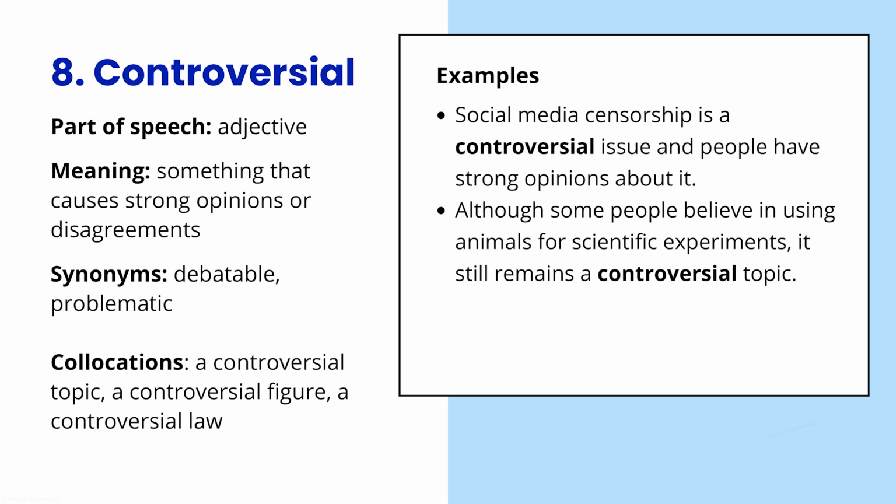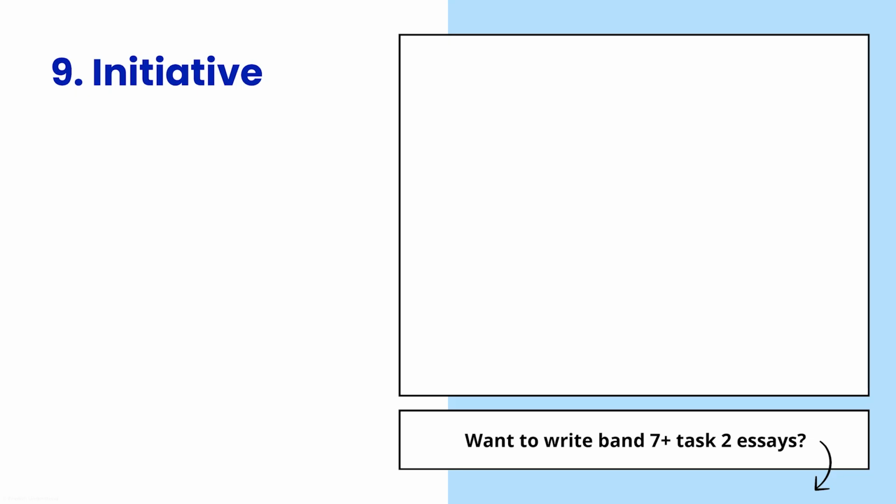So just think about this topic. Just think about using animals for scientific experiments. Some people have really strong opinions about this, and that's why we can say it's a controversial topic. So controversial is a great word you can use when you're talking about topics or things or issues which people have strong opinions on. Moving on to number 9, the second last word, initiative.